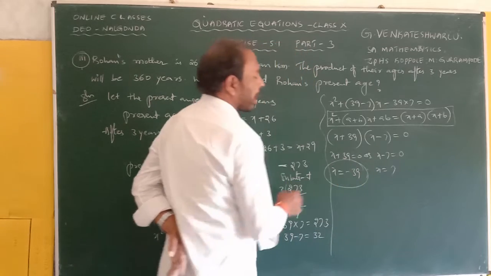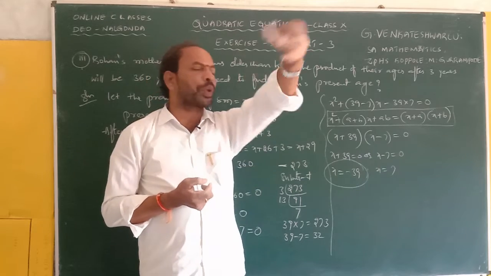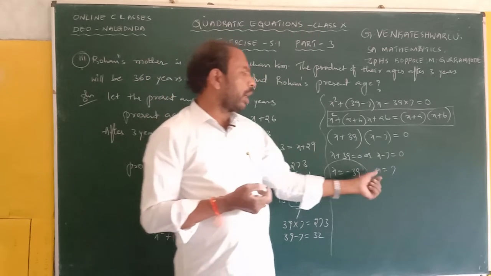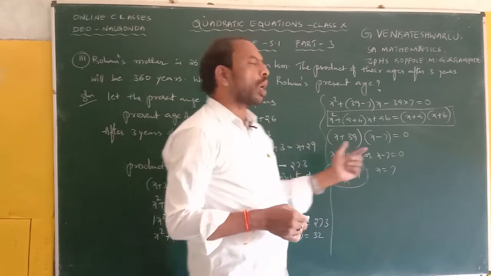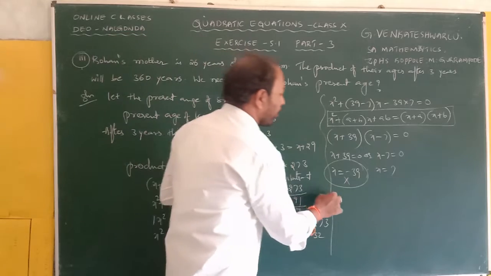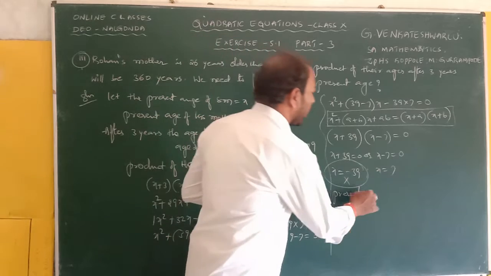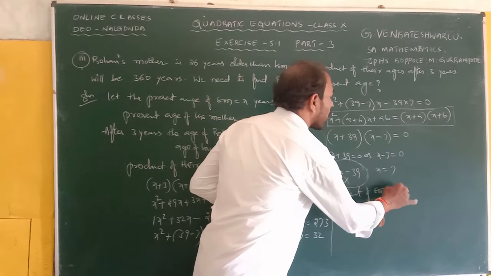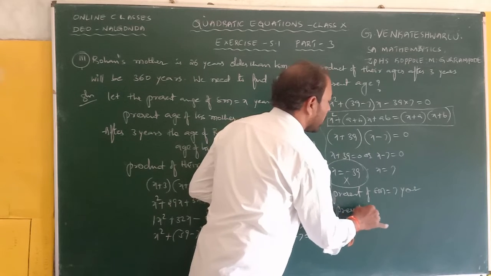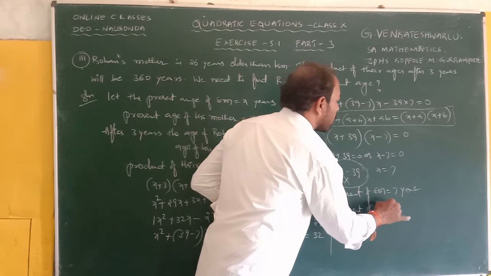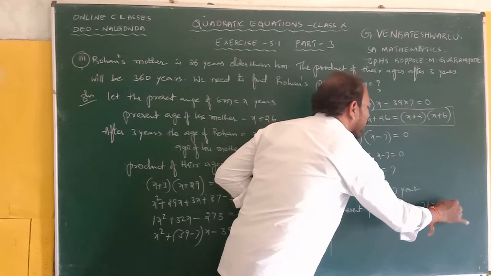Age will always be positive. We are discussing their ages, and age is never negative. That's why x is equal to minus 39 is not possible. So x is equal to 7. What is x? X means the present age of son. The present age of son is equal to 7 years, and the present age of his mother is 26 years older, 7 plus 26, that is 33 years.